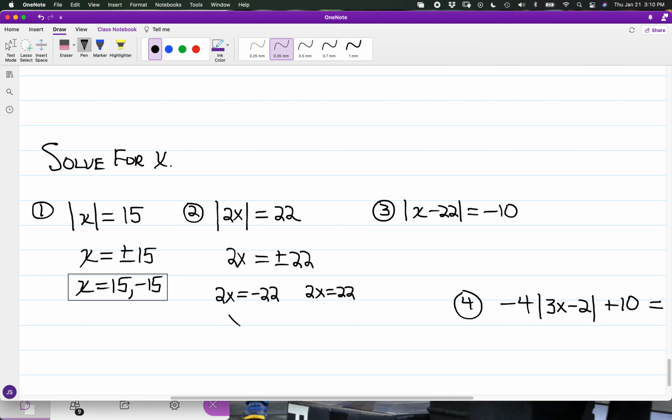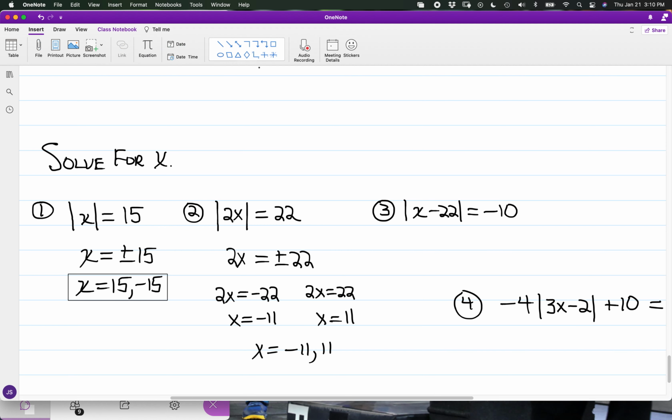So we're going to end up with additive inverse values. We have x at -11 whenever 2x is equal to -22, and for 2x equal to 22, we have x is equal to 11. Just going back, 2 times -11 is -22, and the absolute value of -22 is 22. And again, 2 times 11 is 22, and the absolute value of 22 is 22. So we have another set of additive inverse solutions with negative and positive 11.